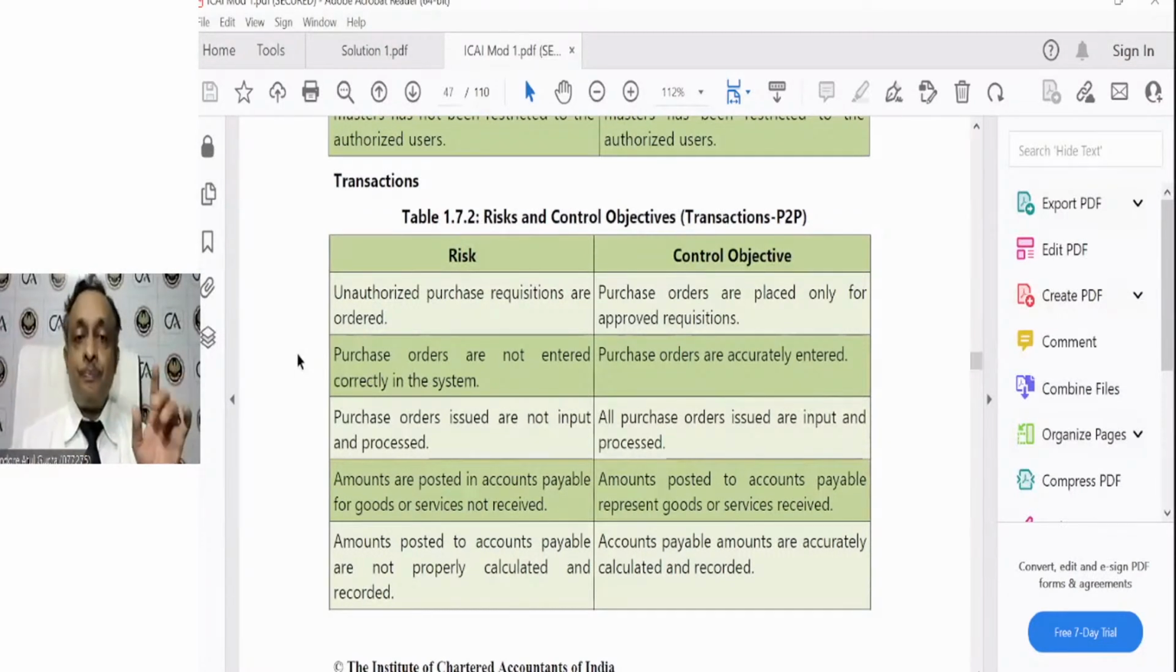Now, please understand this word unauthorized talks about fraud, the possibility of collusion. Unauthorized means the item is not needed, still it is being ordered. So it is indicative of fraud. It is indicative of collusion between the purchase department and vendor, because this is not needed, still the order is being generated. It can be collusion of the production department with the vendor that you generate an unauthorized, not needed purchase requisition. Okay. Then purchase orders are placed only for approved requisition.